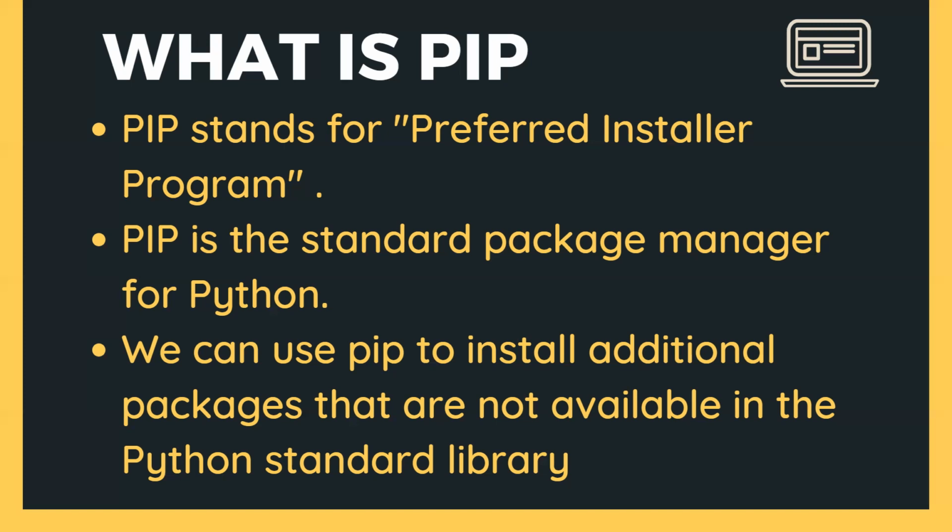If you want any code, that is called additional packages, we can use PIP to install additional packages that are available in the Python standard library. We will see what is the Python standard library, where we can get it, and how to access this library in upcoming slides.